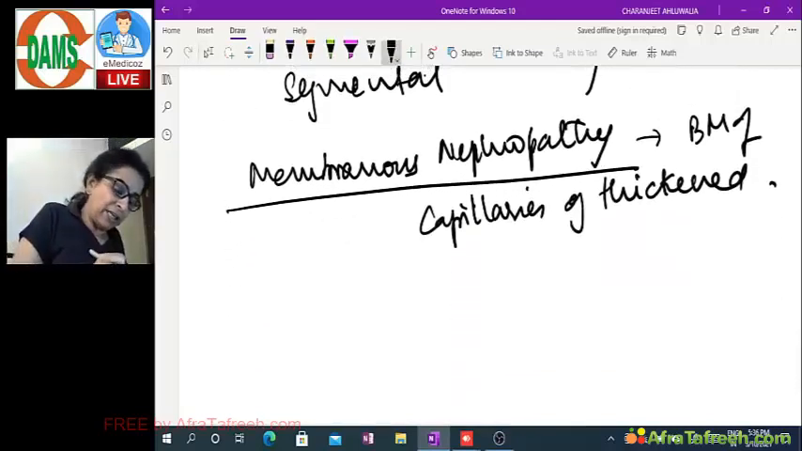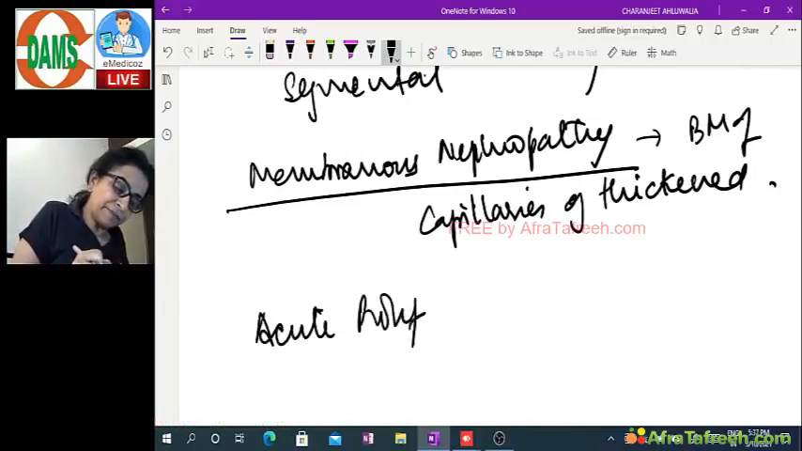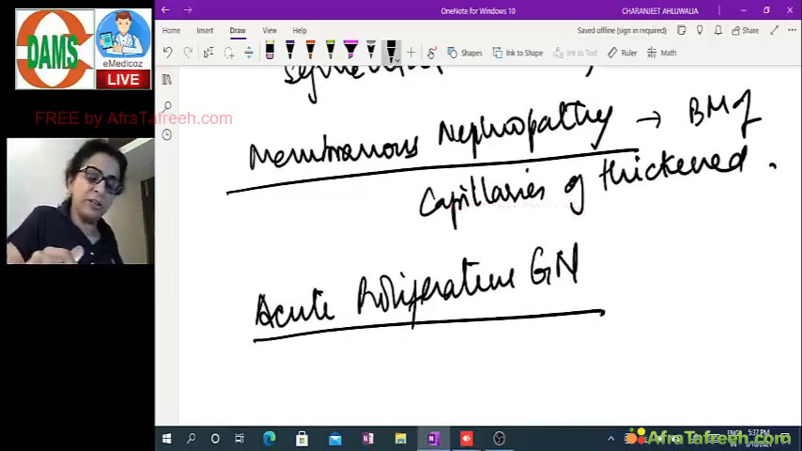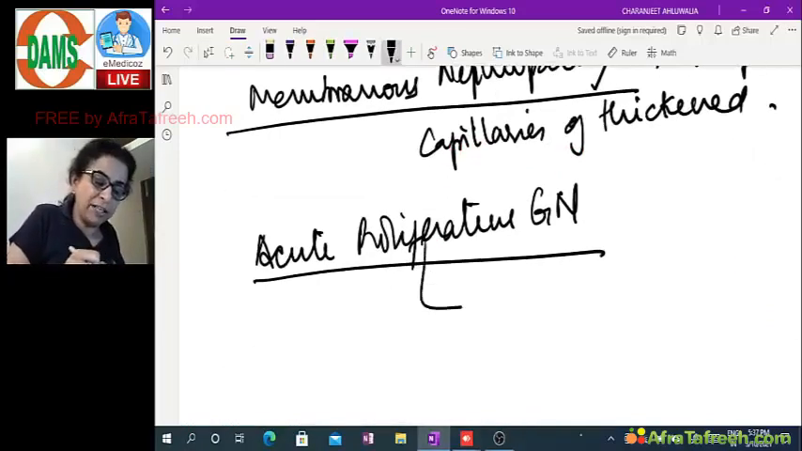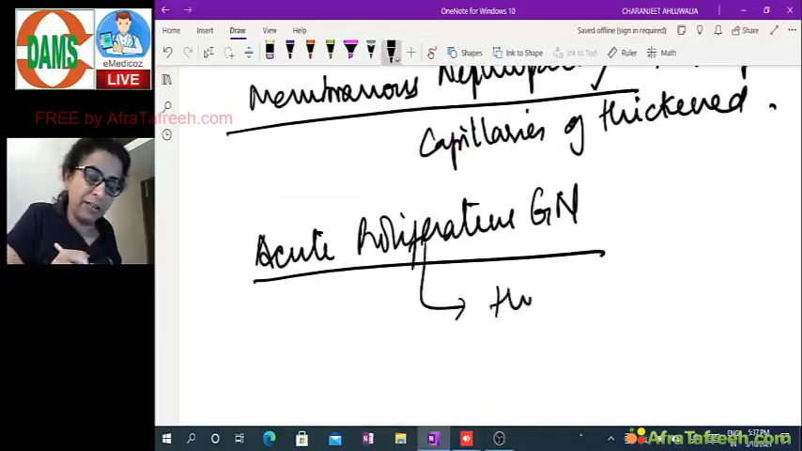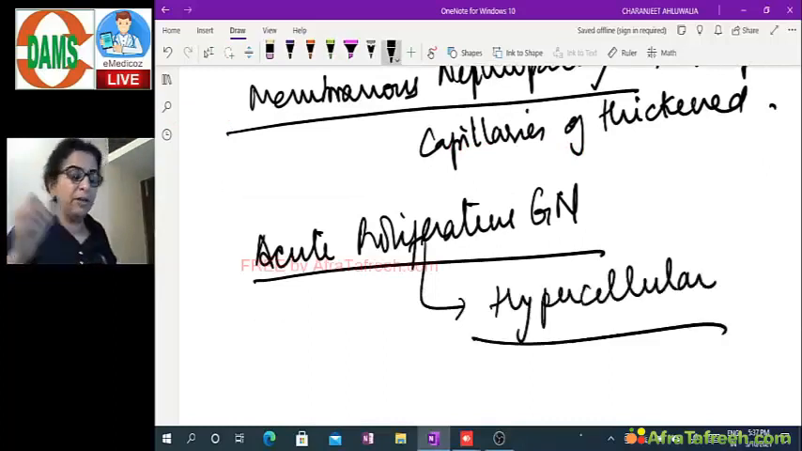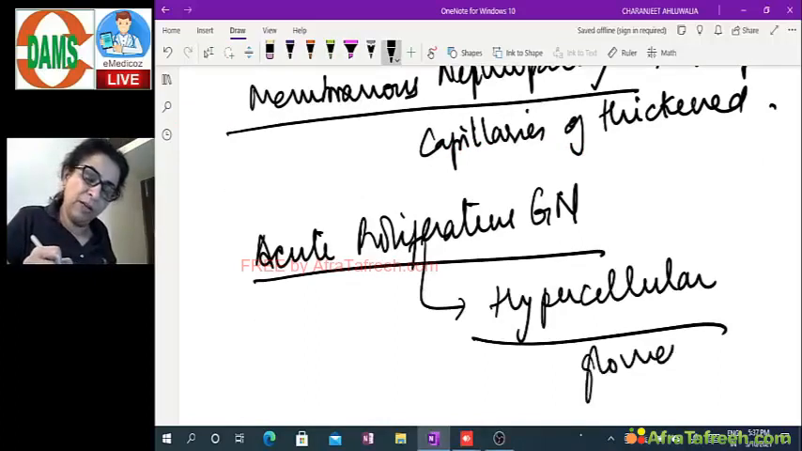Then when I use the term acute proliferative glomerulonephritis, the term proliferative will tell you that in this glomerulonephritis, the glomerulus is hypercellular. So you are having hypercellular glomeruli.